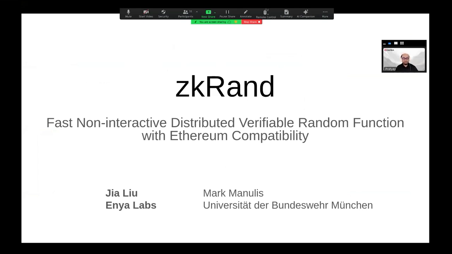I'm going to talk about zkRand. zkRand is a non-interactive distributed verifiable random function. It's constructed using threshold crypto, zk-SNARKs, and BLS signatures. We implemented the protocol, and the implementation is compatible with Ethereum and Ethereum blockchains.